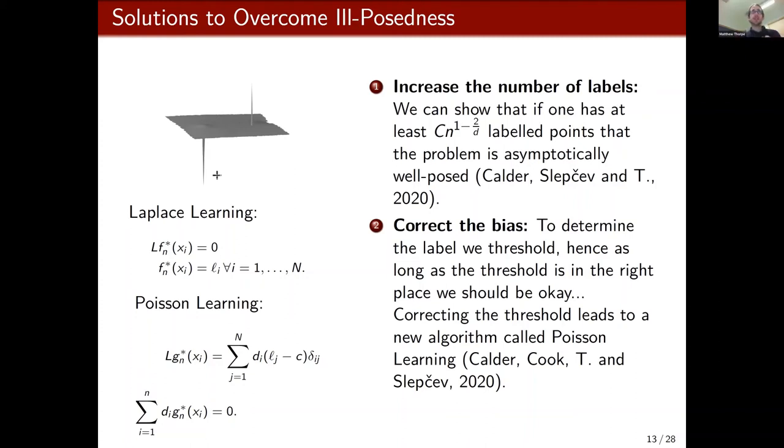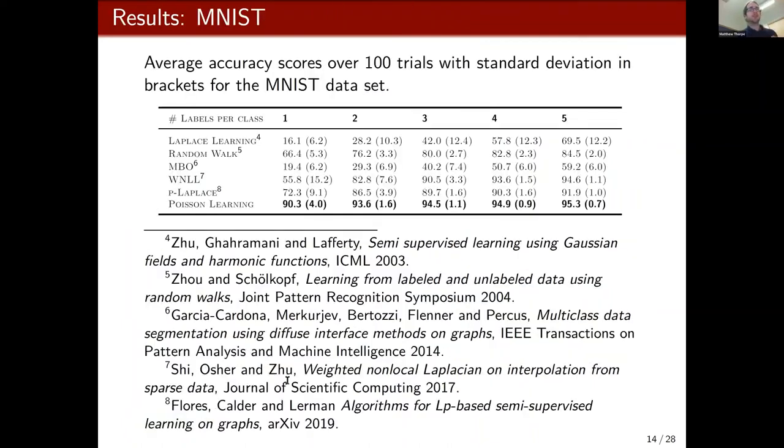And actually this idea led to an algorithm which we call Poisson learning. And this actually had much better results. And this was essentially just from correcting the bias that we got from the previous problem. So I can show you some results, and of course, these results all work very well.